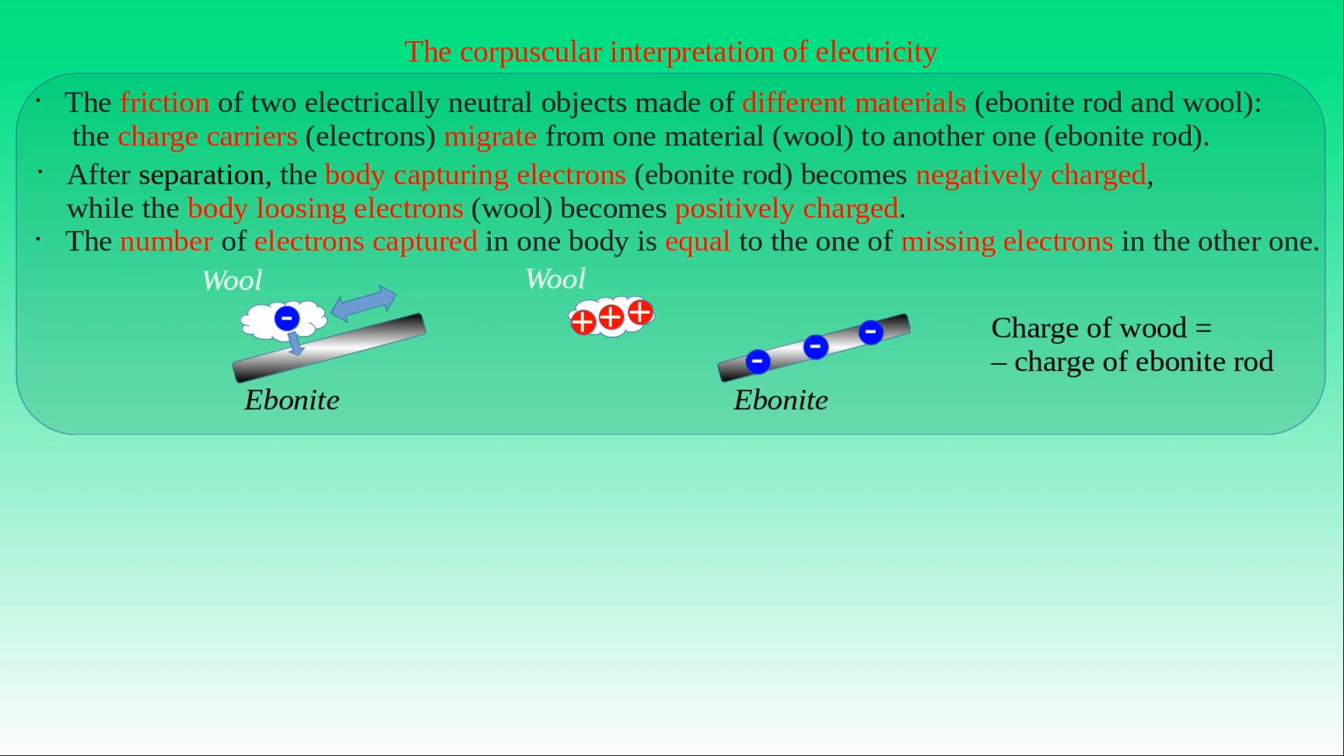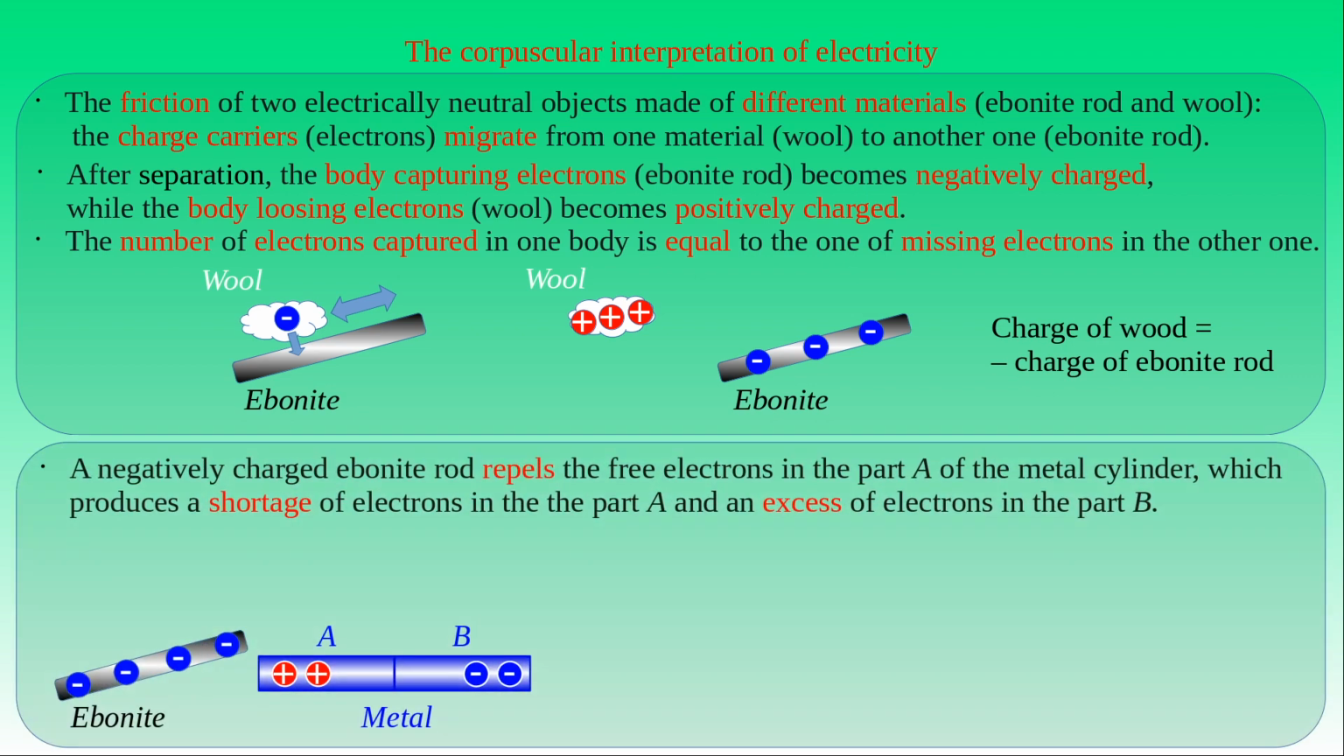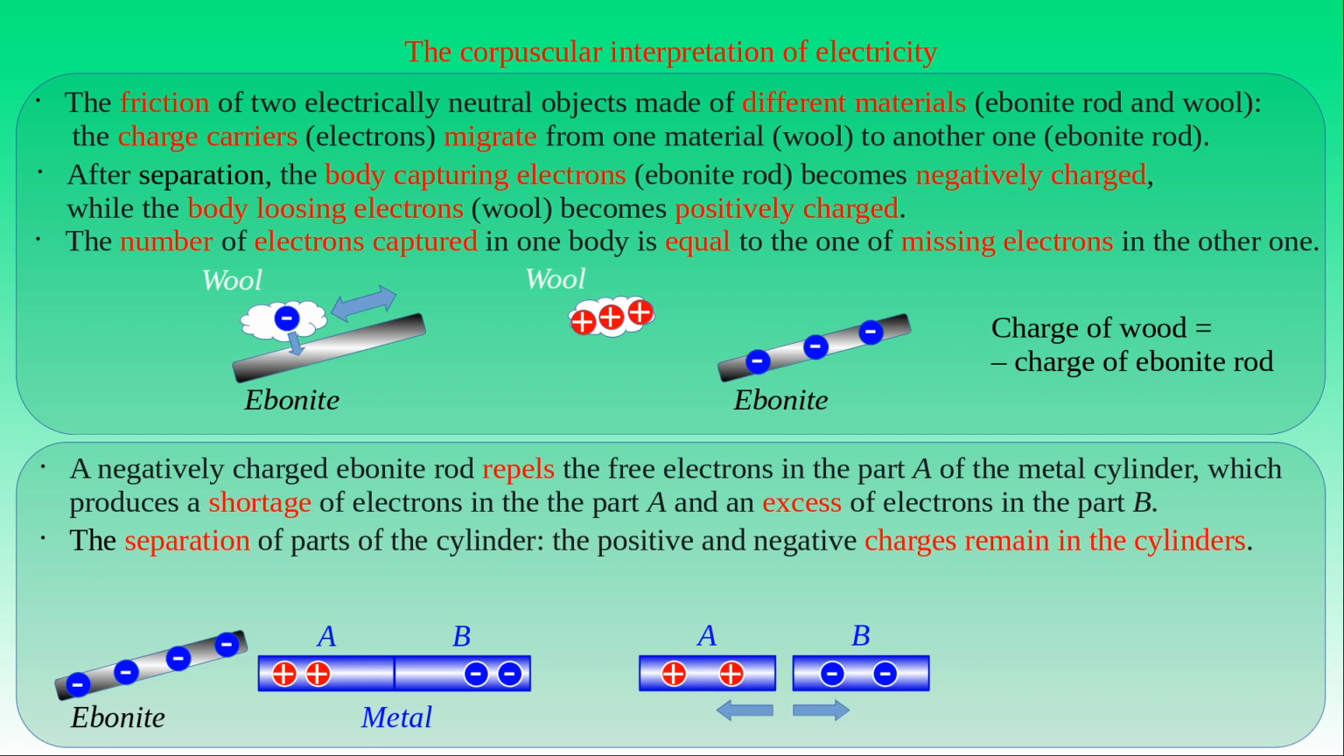In the experiment with the metal cylinders, we brought a negatively charged ebonite rod near the cylinder A. Then the corpuscular explanation of the separation of charge is the following. The negatively charged ebonite rod repels the free electrons in the cylinder A, which results in a shortage of electrons in it. At the same time, there is an excess of electrons in the cylinder B, since it is in contact with the cylinder A. As a result, the cylinders A and B attain positive and negative charges respectively. If we separate the two cylinders, then the positive charge remains in the cylinder A and the negative one remains in the cylinder B. That is, we have induced charges in the cylinders.